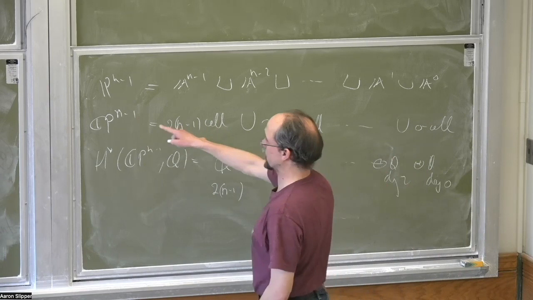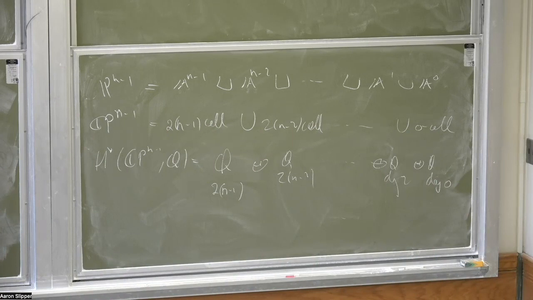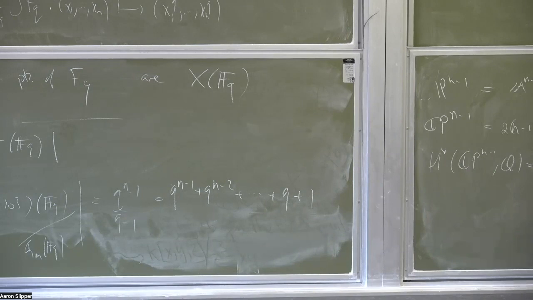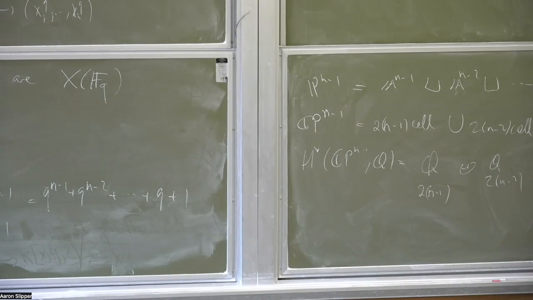And one thing you have to understand is how the FQ might act on these classes. So what traces would we expect? Well, we kind of know what the traces are supposed to be because we're looking at this formula and trying to match it with the Lefschetz formula. But we could try to make a philosophical reasoning as to why that was a reasonable thing to do.